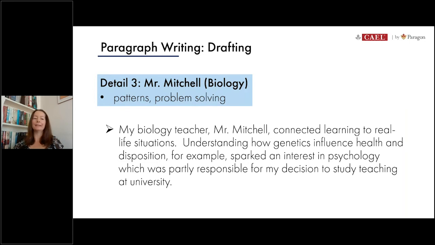Mr. Mitchell is my third teacher, and I say, "My biology teacher, Mr. Mitchell, connected learning to real-life situations. Understanding how genetics influence health and disposition, for example, sparked an interest in psychology, which was partly responsible for my decision to study teaching at university."